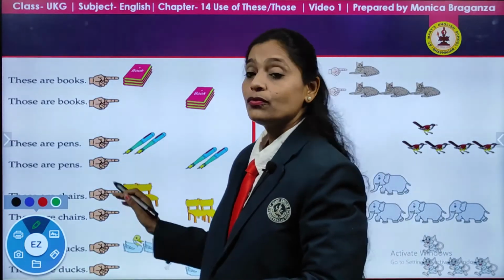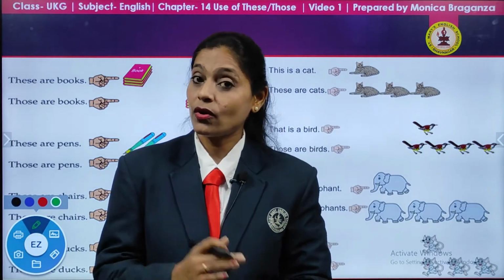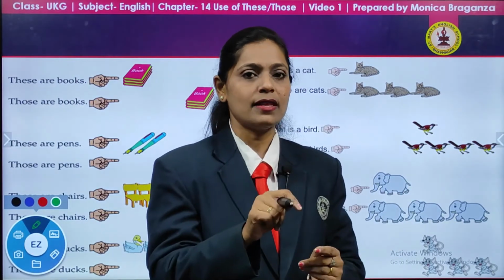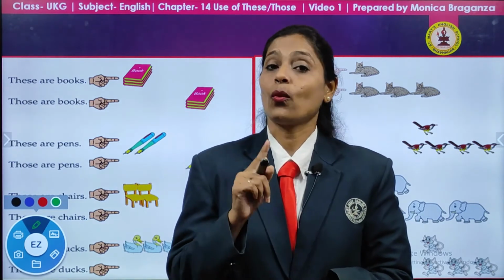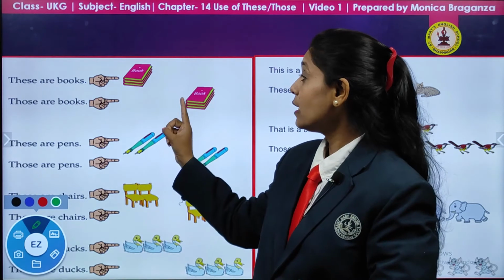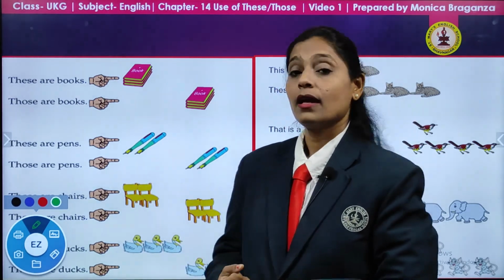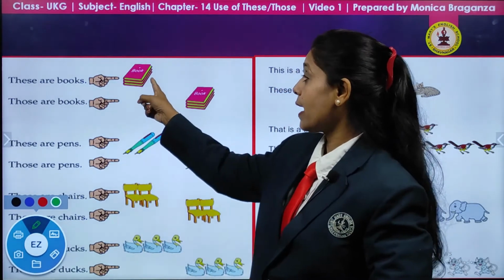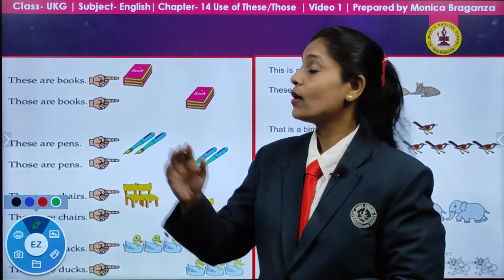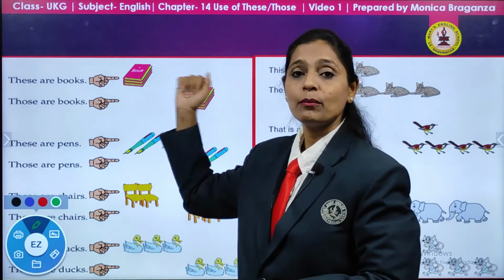Now, here a few more things are there. You are familiar with this, right? So what are you going to do, children? You are going to look at the picture and you must know whether it is these or those. The thing which is near to us and is more in quantity, like books. Can you see this book? It is near. So what are we going to say? We are going to say these are books.